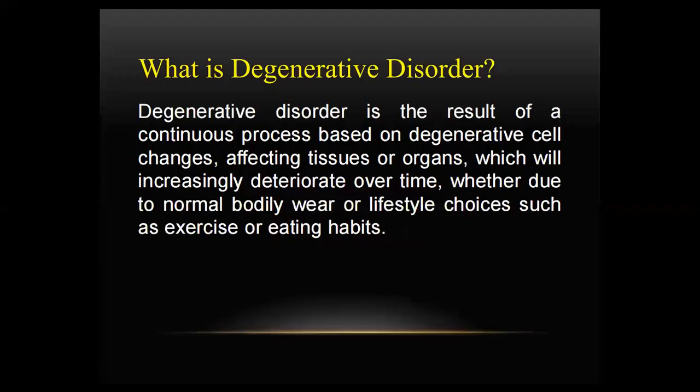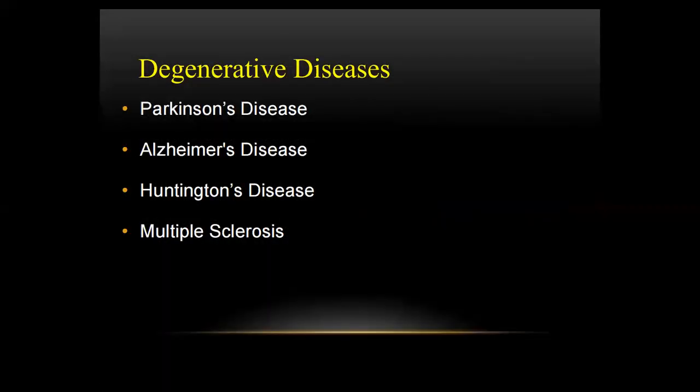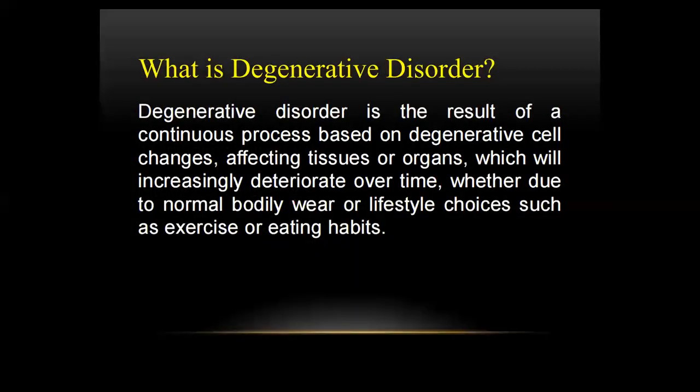Now, let us look at another discussion today about degenerative disorders. And we are going to look at only the 4 types of these ones. That is Parkinson's disease, Alzheimer's, Huntington's disease, and multiple sclerosis.